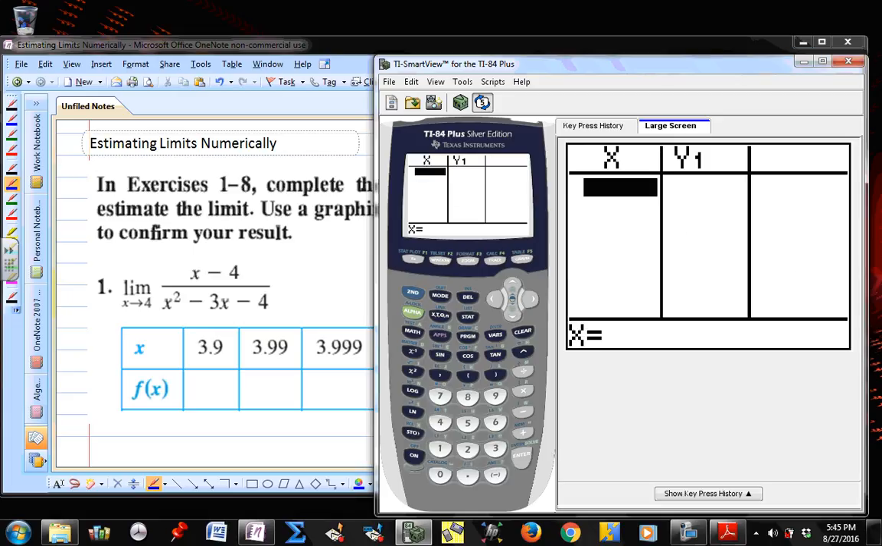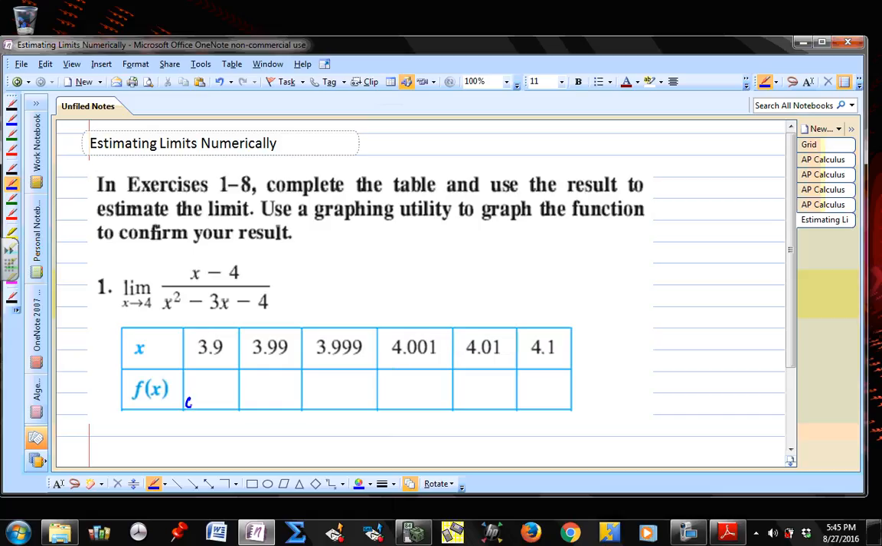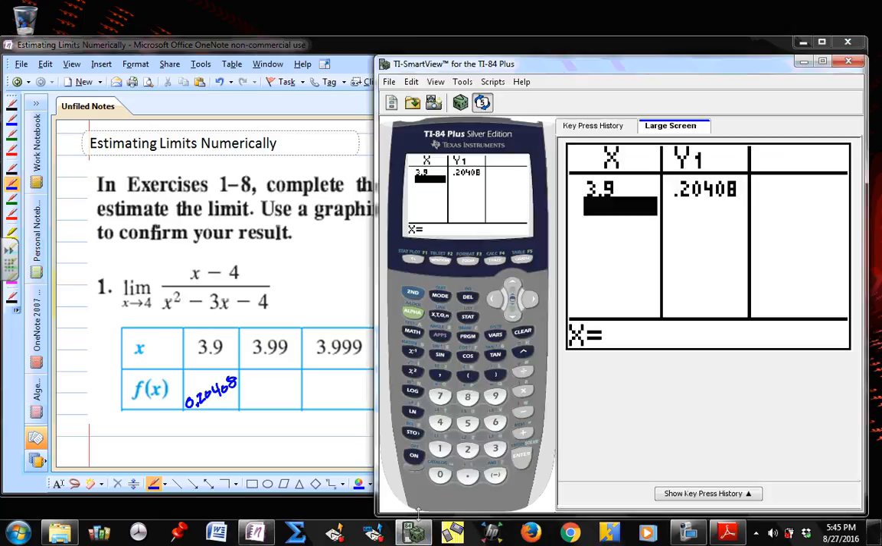So you see the first value in the table is 3.9. We'll type 3.9 in for x and hit enter. And you see that the y value is about 0.20408. And we'll write this down. And now we'll go back to the calculator and type in the next value, 3.99. Hit enter, and we get 0.2004.